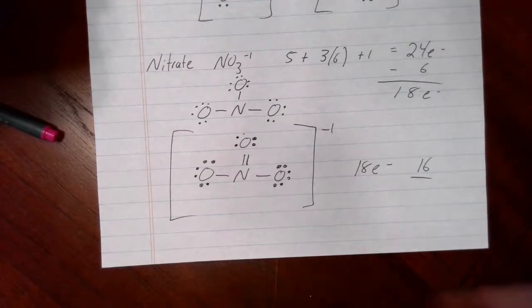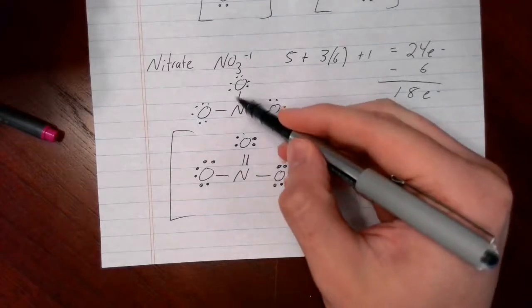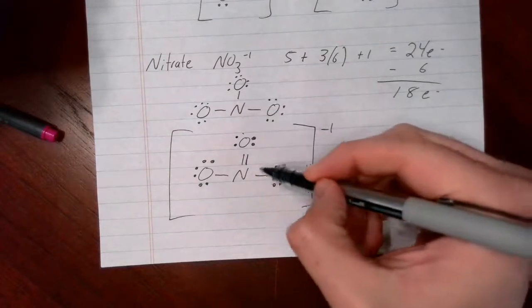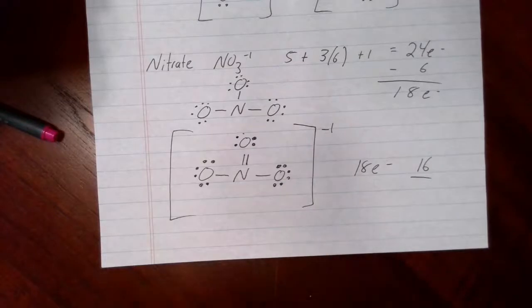So you might be asking why I chose to put the double bond here versus the double bond right here. And the answer is, I just kind of randomly chose it. But that kind of leads us to our next idea. So it is the idea of resonance.